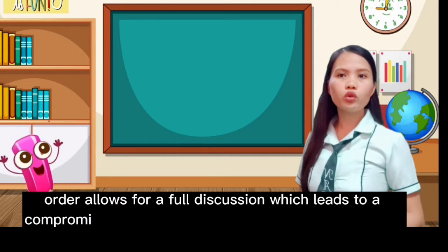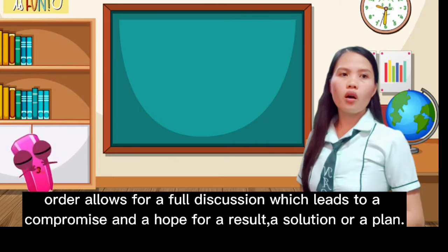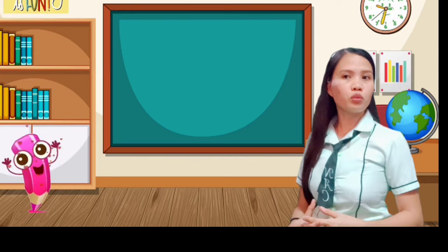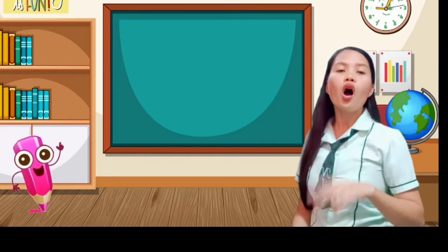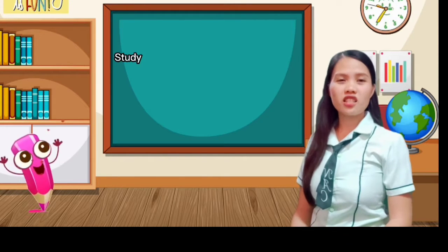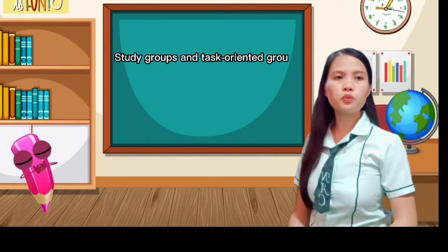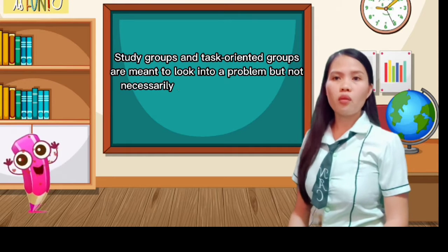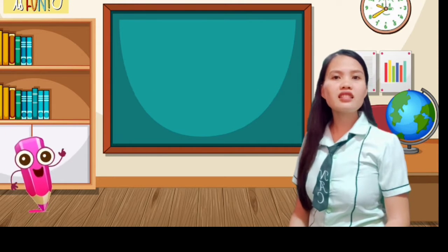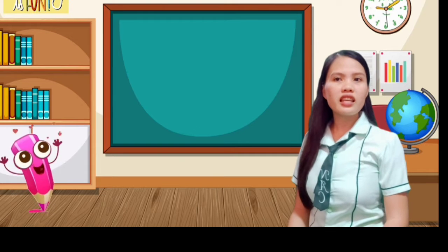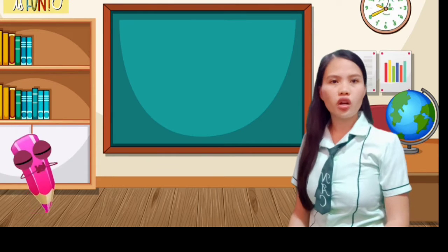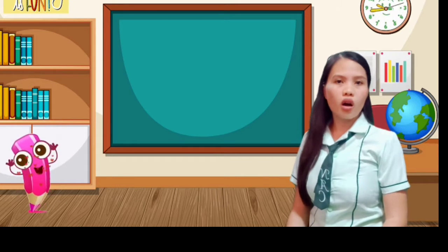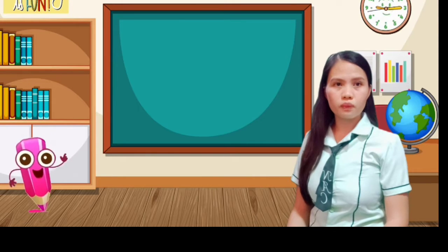Order allows for a full discussion, which leads to a compromise and the hoped for result, a solution or a plan. Small groups may be divided into two according to its purpose. Study groups and task-oriented groups are meant to look into a problem but not necessarily come up with a solution. It is the task-oriented groups that study an issue such as the perennial traffic problem of Metro Manila or the pollution of Laguna de Bay to come up with a plan to resolve that issue.